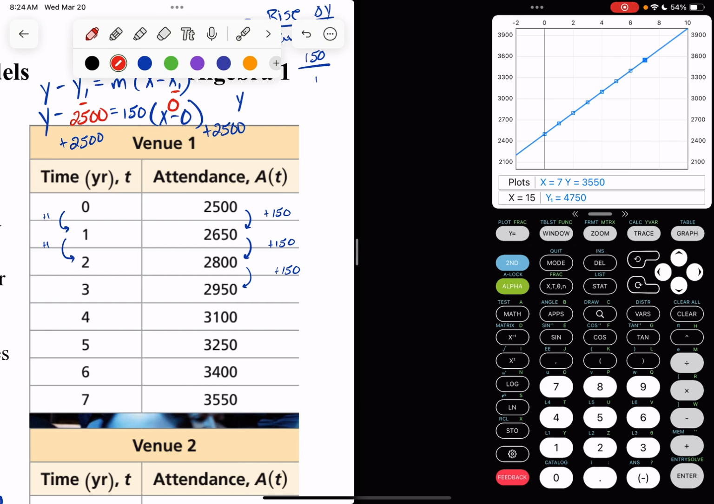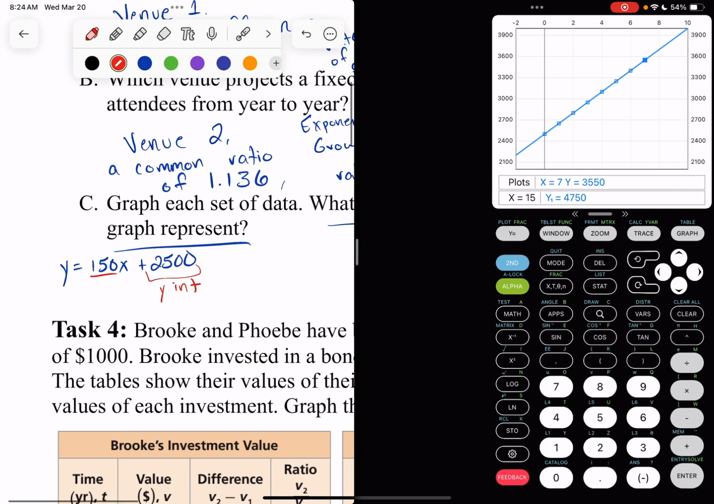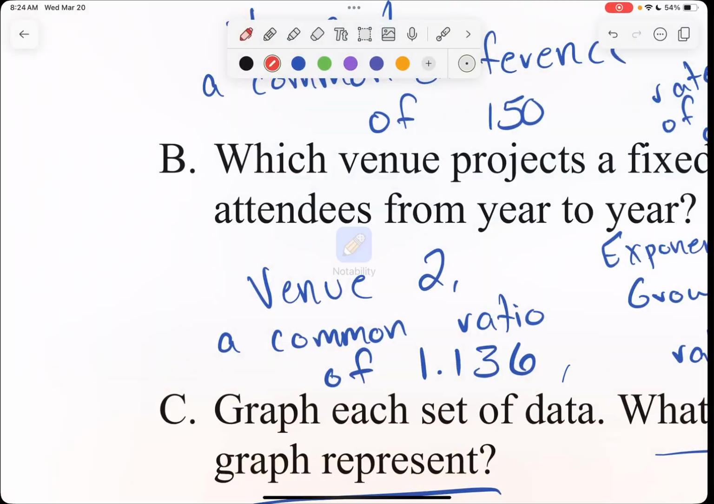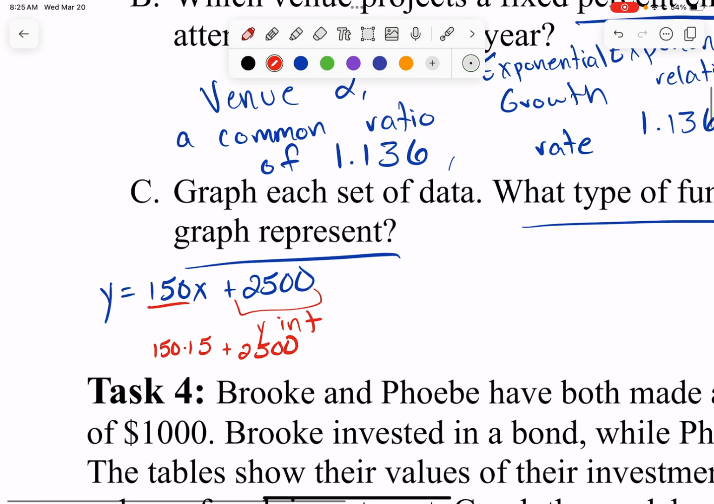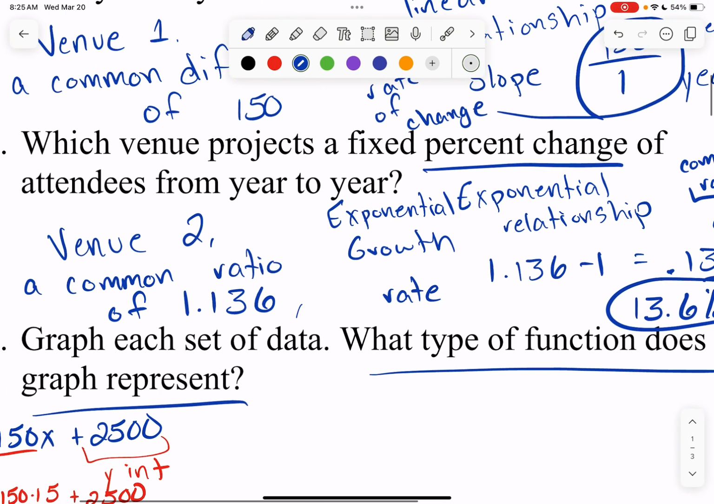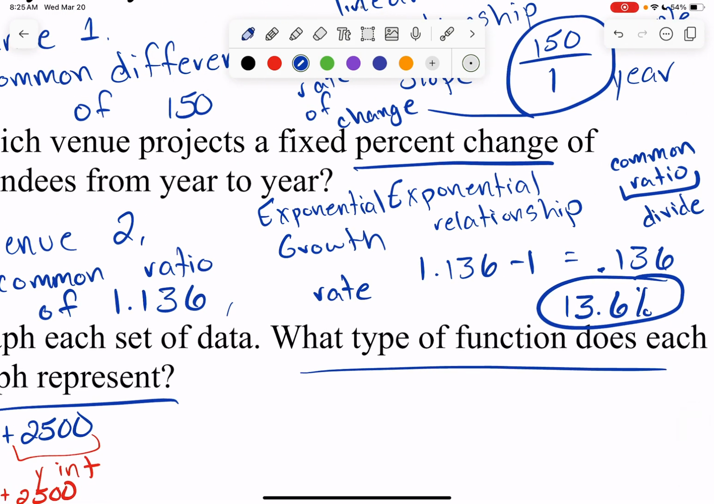4,750 people for my y1. Or I could plug a 15 into here, 150 times 15 plus 2,500, and see what I get. Or year 20 or year 30, or how many people at each year. Okay. All right, the next one, venue 2, is an exponential.